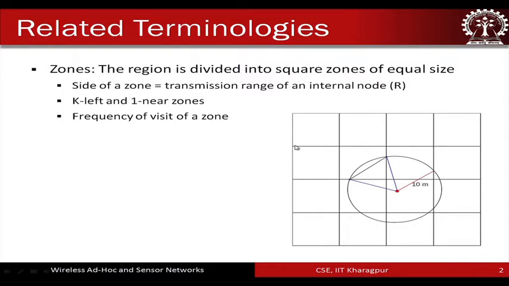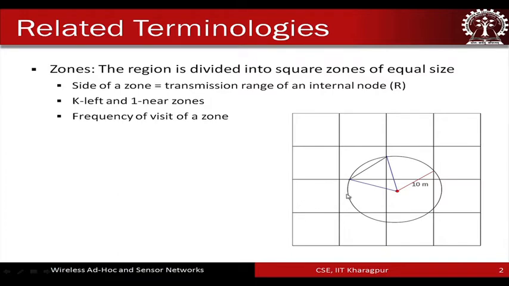Here also we talk about the concept of k-left zones and 1-near zones. Let me explain this to you first. For any zone, we have a number of zones over here. Let us consider this particular zone. So, k-left zone: if k equal to 2, for example, then the 2 left zones would be these 2 zones.